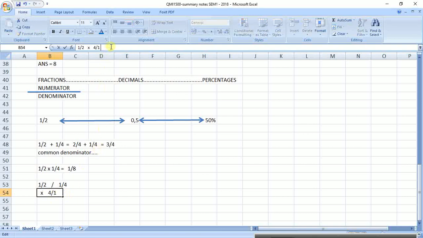Okay, so then you have that, and then 1 times 4 is 4, 2 times 1 is 2, and 4 divided by 2 is 2. But again, the calculator can do that for you.